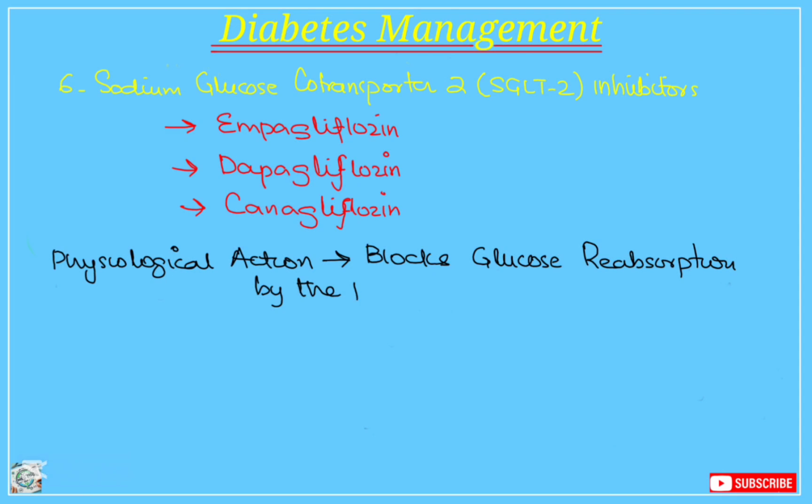By promoting the excretion of excess glucose through the urine, the SGLT2 inhibitors help lower the blood glucose levels. Additionally, they have the added benefit of promoting weight loss, thus making them an excellent choice for patients with type 2 diabetes, especially those who are overweight.